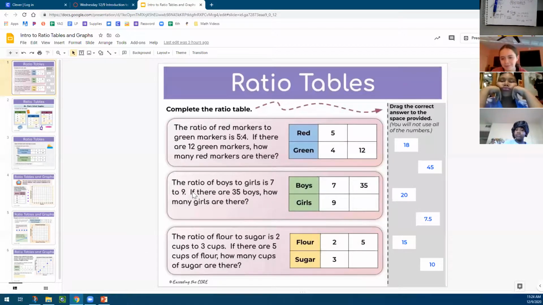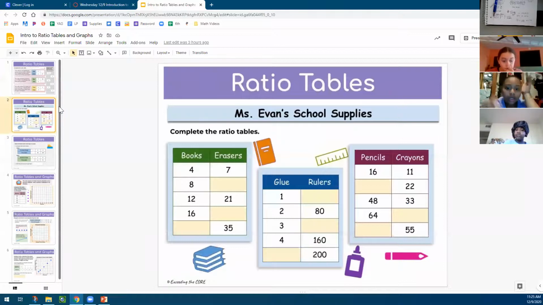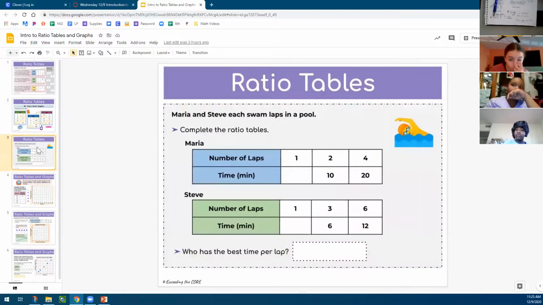So today's assignment is going to look like this. So don't start panicking right now if you don't completely understand. We are going to spend several days on this concept, okay? The first slide, all you're going to be doing is reading the information and completing the ratio table. Your second one is going to be completing a ratio table, just filling in the blanks. Another one where you complete the ratio table. And then right here, you'll answer who has the best lap time, Steve or Maria.